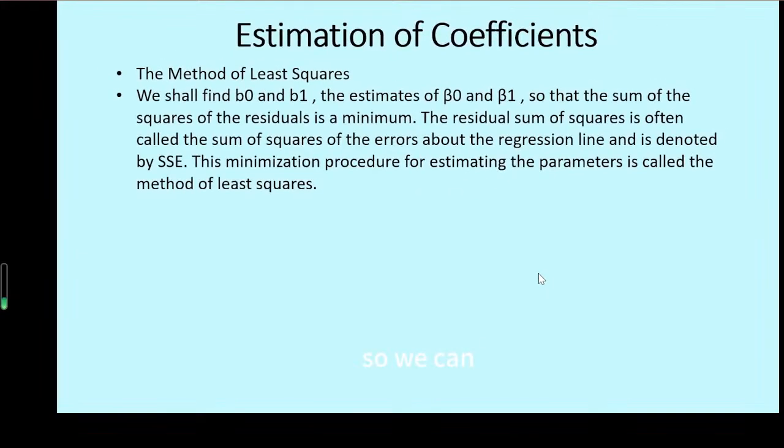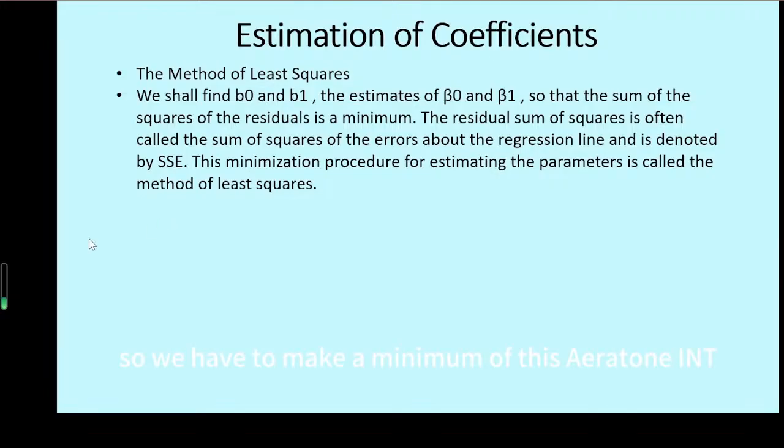So we can talk about the method of estimation. The method of estimation widely used in regression models is least squares. So we should find b0 and b1, which are estimates of beta 0 and beta 1, so that the sum of the squares of the residuals is a minimum. So the estimation process is an optimization problem.